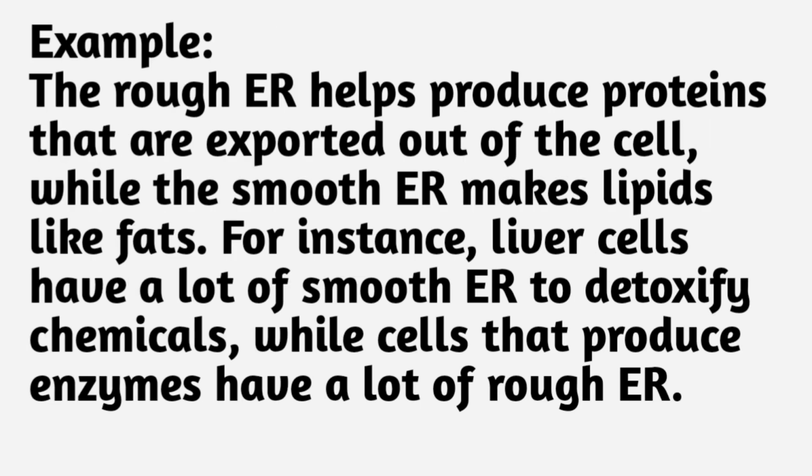Example: the rough ER helps produce proteins that are exported out of the cell, while the smooth ER makes lipids like fats. For instance, liver cells have a lot of smooth ER to detoxify chemicals, while cells that produce enzymes have a lot of rough ER.